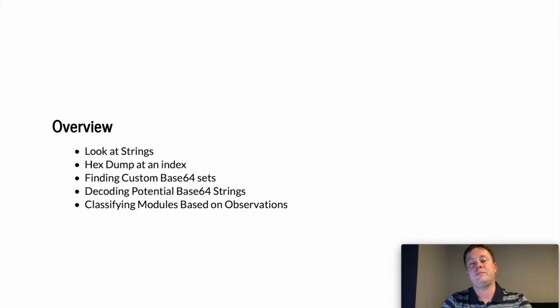So from that binary data, we're going to be looking at strings. We're also going to be looking at hex dumps at a certain offset. We're going to use regular expressions to look for base64 encoded strings and base64 encoded character sets. And then we're going to decode potentially encoded base64 strings. And then we're going to classify TrickBot modules based on our observations from these strings.